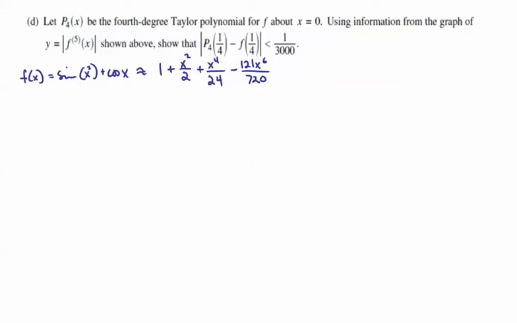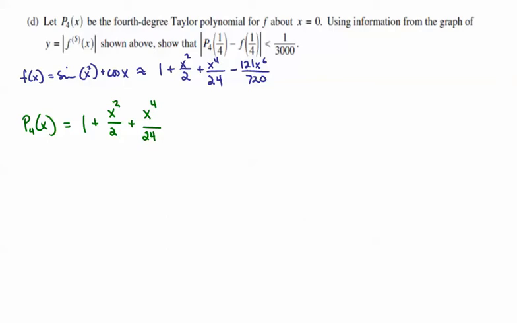So you have to remember that the first four terms does not equate to the fourth degree Taylor polynomial. The fourth degree Taylor polynomial in this case is only the first three terms because it ends when you have an x to the fourth. So we'll go ahead and write that out. That would be p sub 4 of x is equal to 1 plus x squared over 2 plus x to the fourth over 24. So that is our p sub 4 of x.